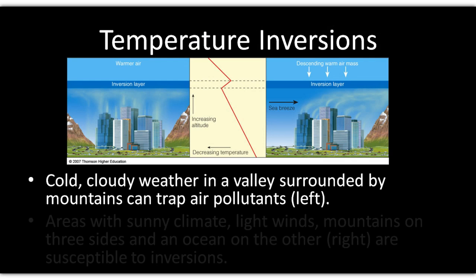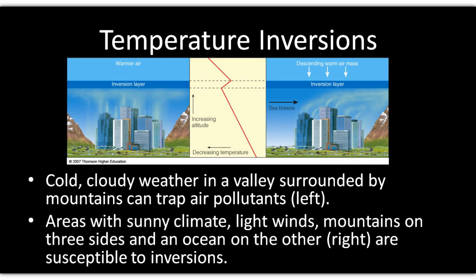Temperature inversion. How do we get this smog? Why do Los Angeles and Mexico City have bigger problems than Detroit does? It has to do with how air gets trapped in their city. I think it's only on this slide. Let me take a look. Yeah, it's only on this one.